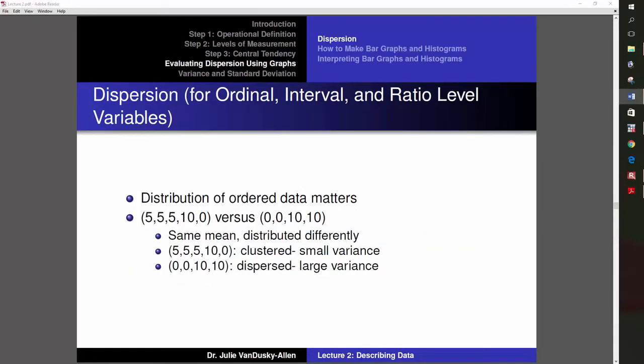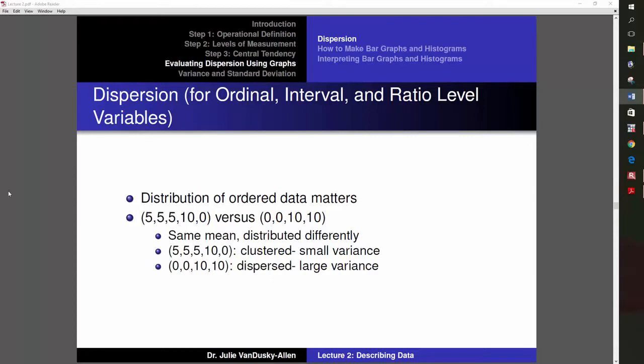The last characteristic of your variable that you should describe is how your variable is distributed. Note that this discussion only applies to ordinal, interval, and ratio level variables, as these variables assume order. The distribution of your variable can tell you a lot about what values your variable typically takes on. Imagine you have two different variables with a similar mean, but with different distributions. You have a variable where there are 3 5s, a 0, and a 10, and the average is 5. And you have a variable with 2 zeros and 2 10s, and the average is also 5.